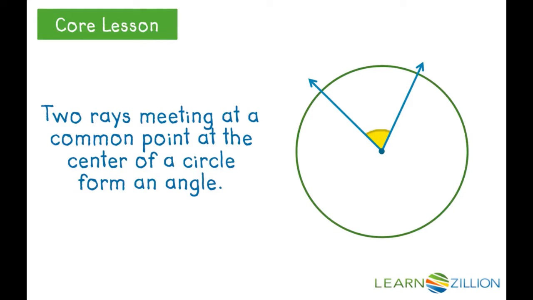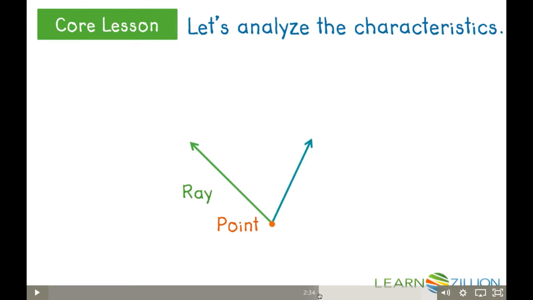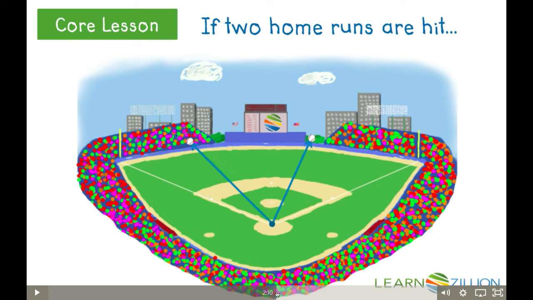Okay, that's really all I wanted to show you, the baseball field and hitting two home runs. I'm going to back up just a little bit. Hitting two home runs from home plate made an angle. And you probably realize that this is an acute angle. It's an angle that's less than 90 degrees.